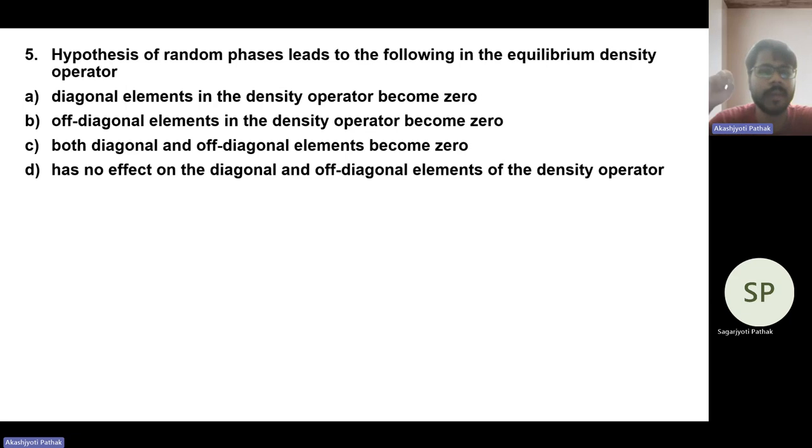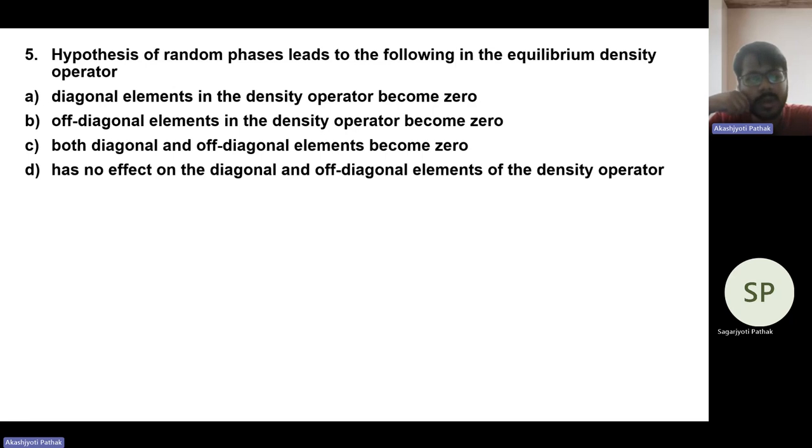So now try to solve this question. The hypothesis of random phases leads to the following in the equilibrium density operator. We saw that this hypothesis has an important implication. So in the equilibrium density operator, what will happen when this hypothesis of random phases operates? First option: diagonal elements in the density operator become zero. Second: off-diagonal elements in the density operator become zero. Third: both diagonal and off-diagonal elements become zero. Fourth: it has no effect on the diagonal and off-diagonal elements of the density operator.